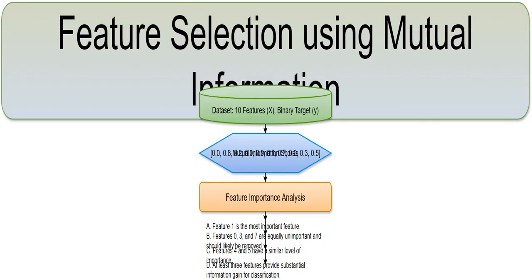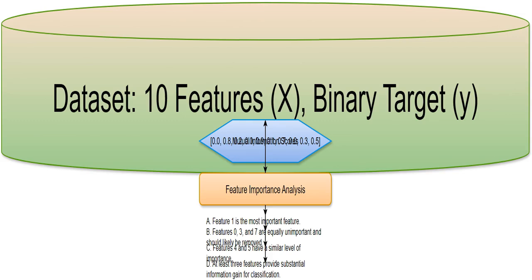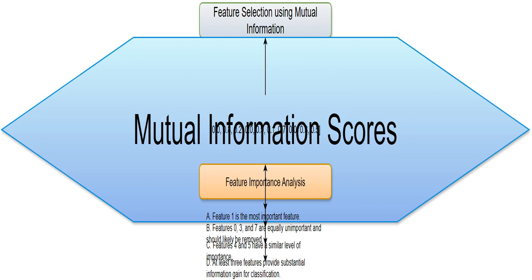I'm using mutual information to pick the best features for classification. It's like a detective figuring out which clues are most helpful in solving a case. I have 10 different pieces of information, features, about each item, and I want to predict whether it belongs to one of 2 groups, binary target. It's like trying to sort apples and oranges based on various characteristics, such as color, size, and weight. Here are the scores showing how strongly each feature relates to my target. Higher numbers mean a stronger connection.